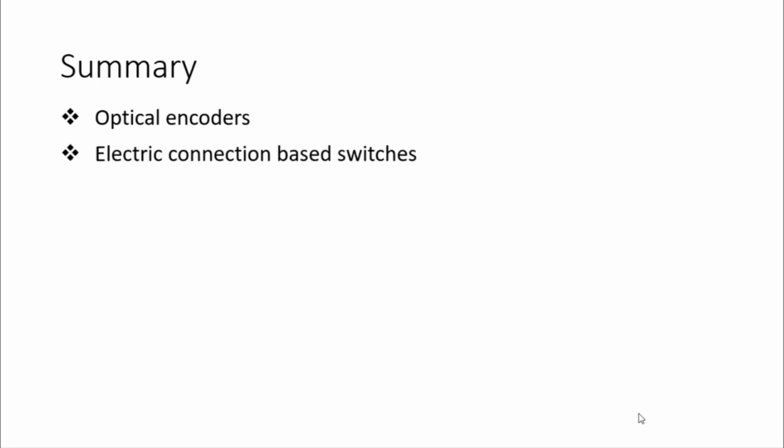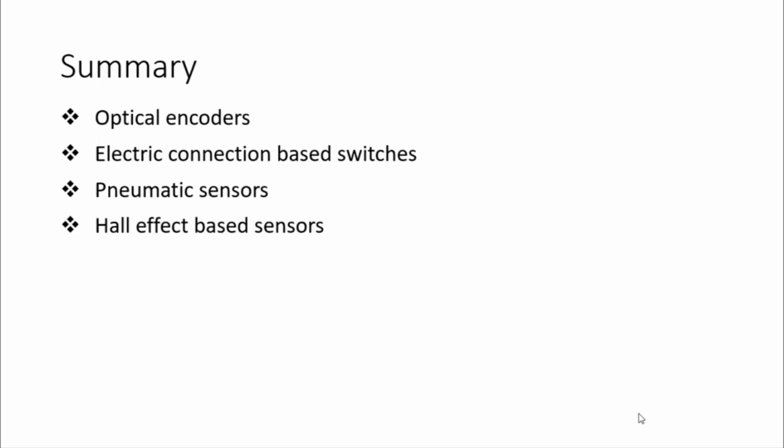Well, let us summarize lecture 3 of week 4. We have seen very important sensors such as optical encoders, electric connection based switches, pneumatic sensors, and Hall effect based sensors. We have seen their principle of operation, construction details, and their important applications in the automation industry.